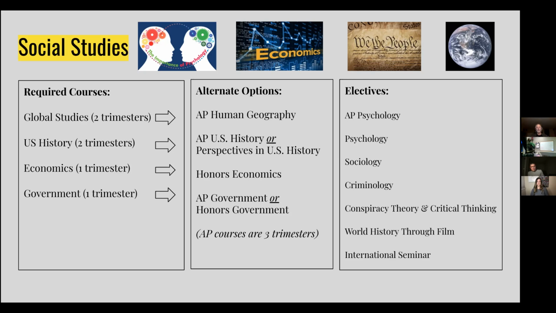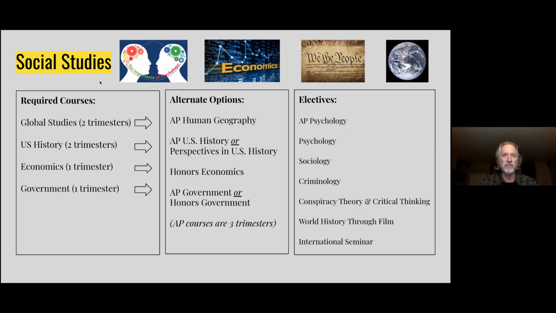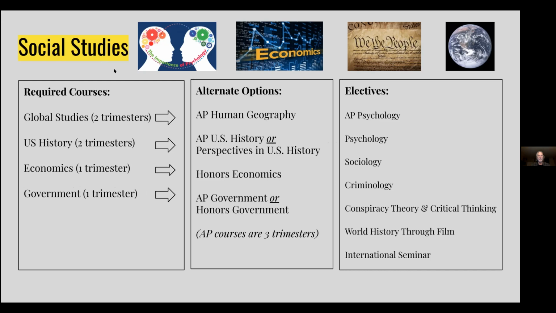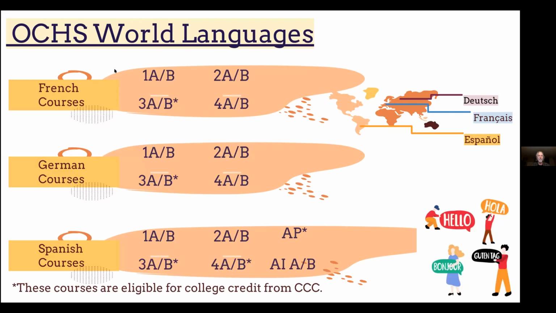And then you notice on the right, we have a lot of interesting electives. The AP psychology is limited to seniors because it's so popular, so that will be for current juniors to possibly forecast for. We do offer a regular psychology class, a sociology class, criminology, conspiracy theory, and world history through film, which isn't offered every year. The international seminar is something they don't forecast for, but they sign up for at the beginning of the school year. And once again, like everybody's saying, have your students, your children, talk to their teachers in that subject area to see what might be best for them. Okay, that's social studies.